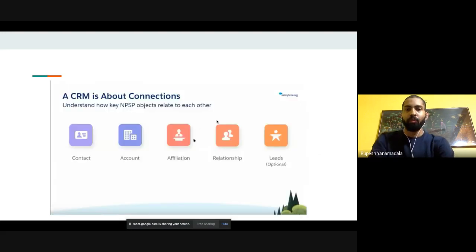There are four primary objects in NPSP, which are contacts, accounts, affiliations, and relationships. Leads is the common one which we come across in Sales Cloud. There is not much difference between the leads in NPSP and the leads which we use in the Sales app.